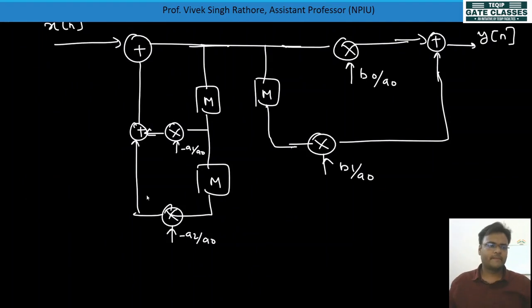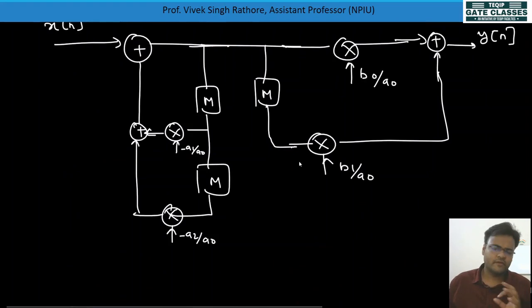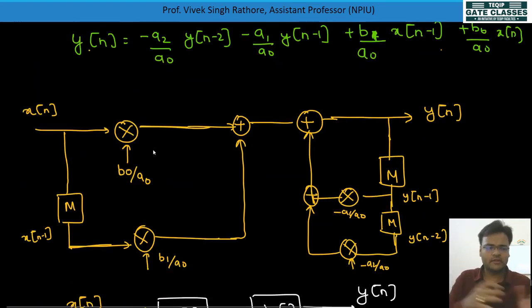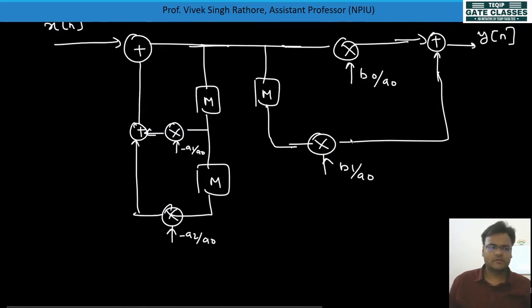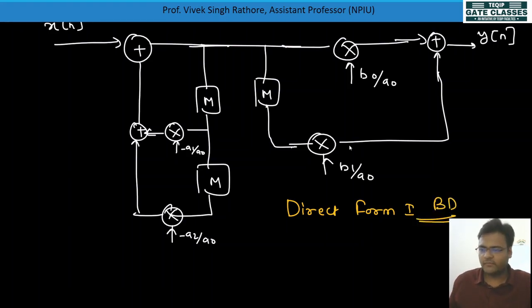So see what happens. This block diagram and this block diagram are equivalent, nothing else is there, just what we have done. See, all are additions only, so ultimately we can put it here or we can put it here, no problem with that. Ultimately the output will come the same, so we can do it like this also. This is actually direct form 1. This type of block diagram is called direct form 1 block diagram, okay.